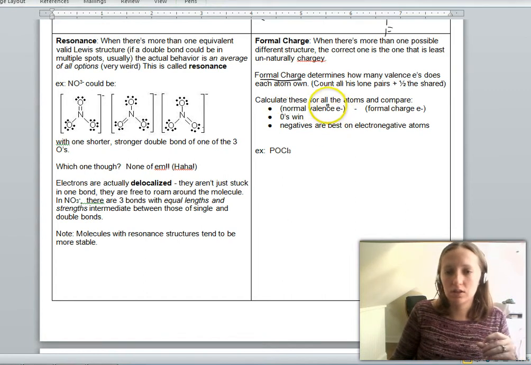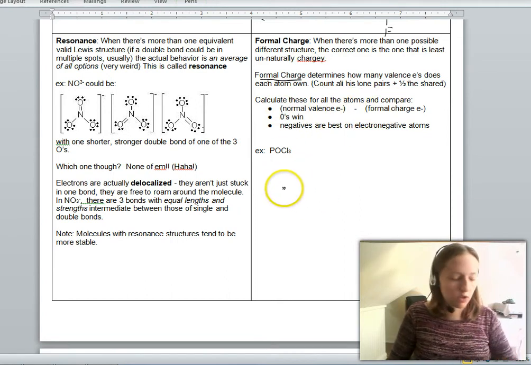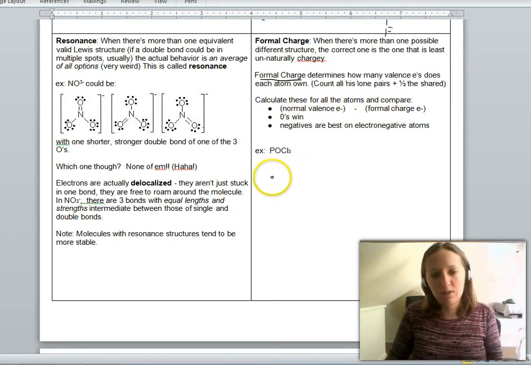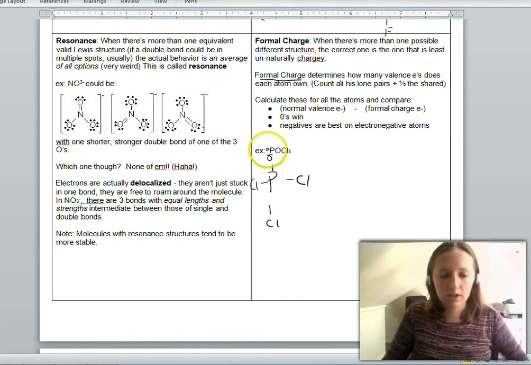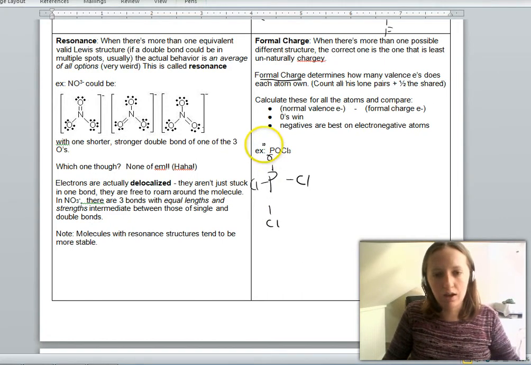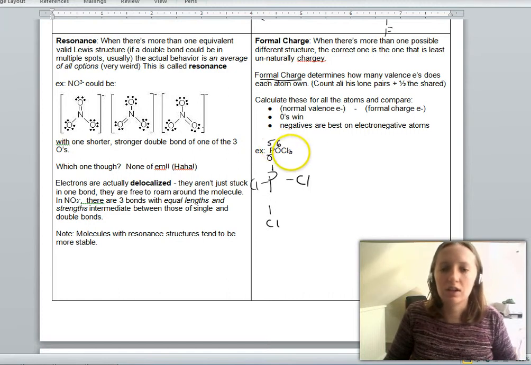So you compare them by subtracting. So let's look at this phosphorus molecule here. What you end up doing is you've got phosphorus with an oxygen and a chlorine and a chlorine and a chlorine. And phosphorus has 5 valence electrons, oxygen has 6, and chlorine has 3 times 7, so 21. So what you end up with is 21 plus 5 is 26, plus 6 is 32. So you have 32 valence electrons total.